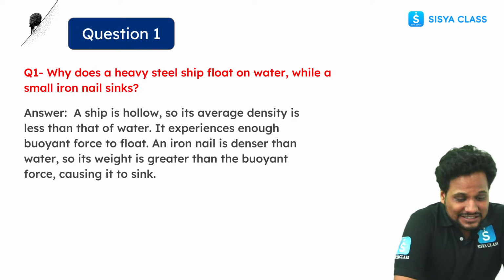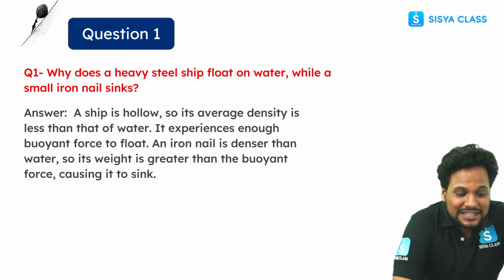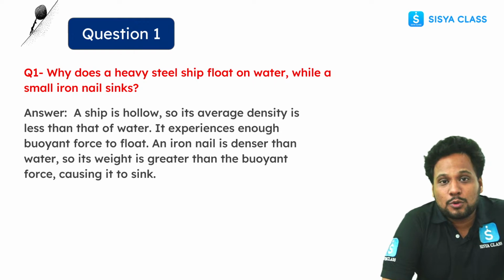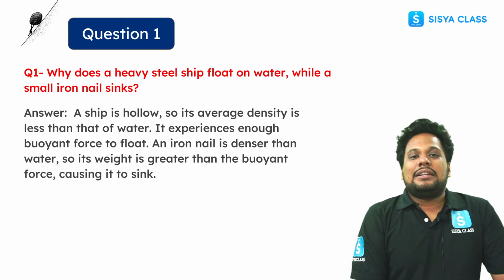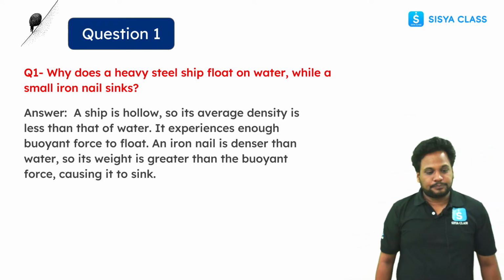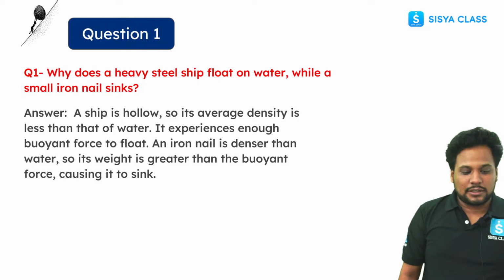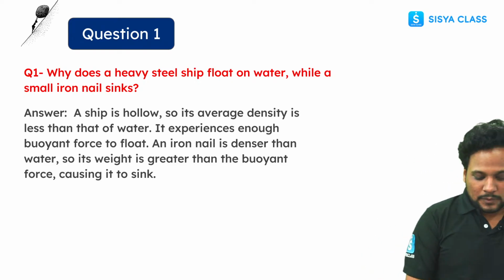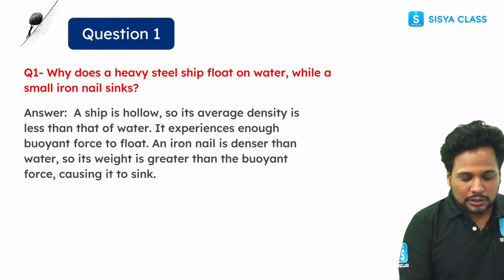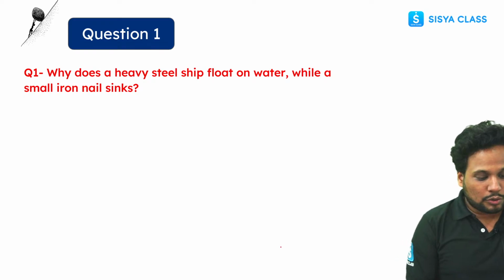Why is the iron nail denser than water? So its weight is greater than the buoyant force, and because of which the iron nail is going to sink. This is clear? Yes, tell me this is clear. Yes, okay.